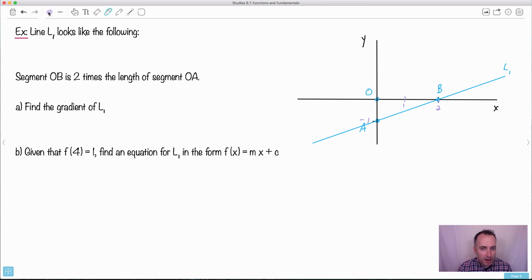Because how do we find the gradient again? The gradient, remember we use this equation. Gradient is y2 minus y1 over x2 minus x1. All right, fine. Some people like to call that delta y over delta x. Whoops, I should probably clean up my... This looks like an x.